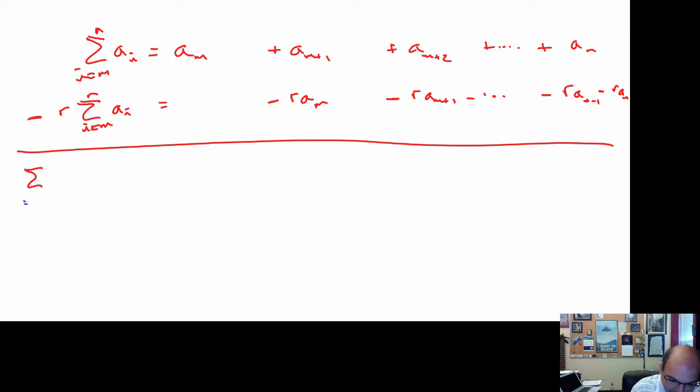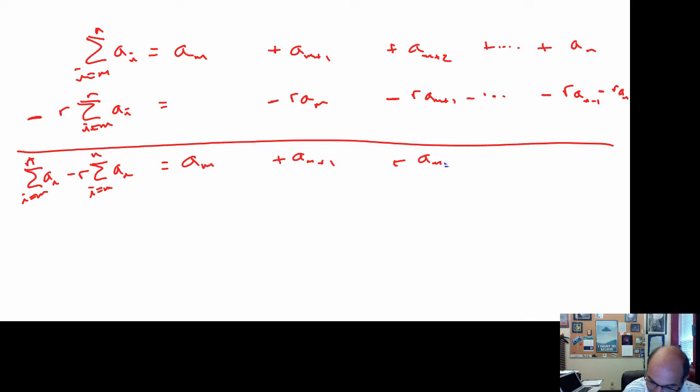So the sum from i equals m to n of a sub i minus r times the sum from i equals m to n of a sub i is going to be equal to, well, let's see, we have a sub m, plus a sub m plus 1, a sub m plus 2, minus r times a sub m, minus r times a sub m plus 1, dot dot dot, r times a sub n minus 1, and then r times a sub n.